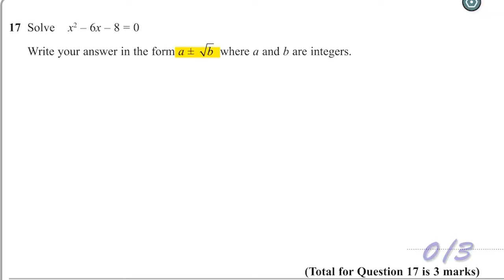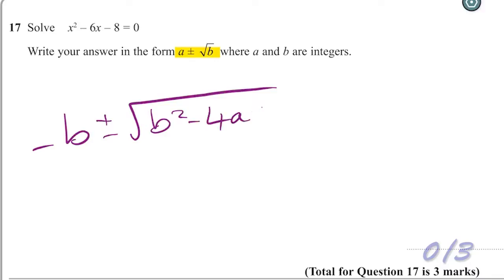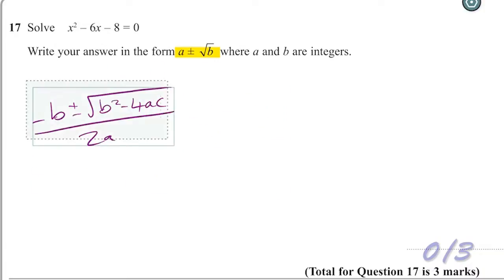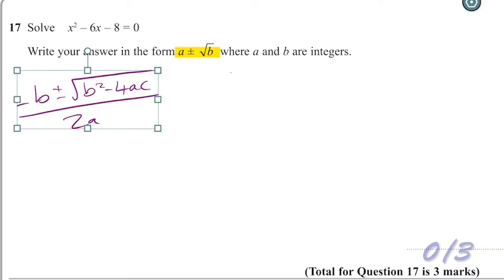So, as you know, and you must remember for the exam, our quadratic formula is minus b plus or minus the square root of b squared minus 4ac all divided by 2a. So, using our equation, we've got x squared, so a is 1. We've got minus 6x, so b is minus 6, and minus 8, so c is minus 8. So, into the quadratic formula, we get minus b. B is minus 6, that's just going to be plus 6.